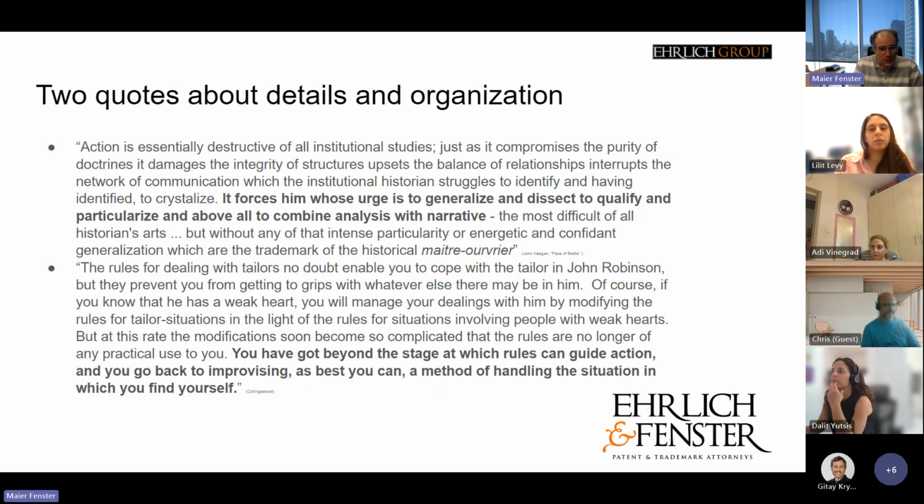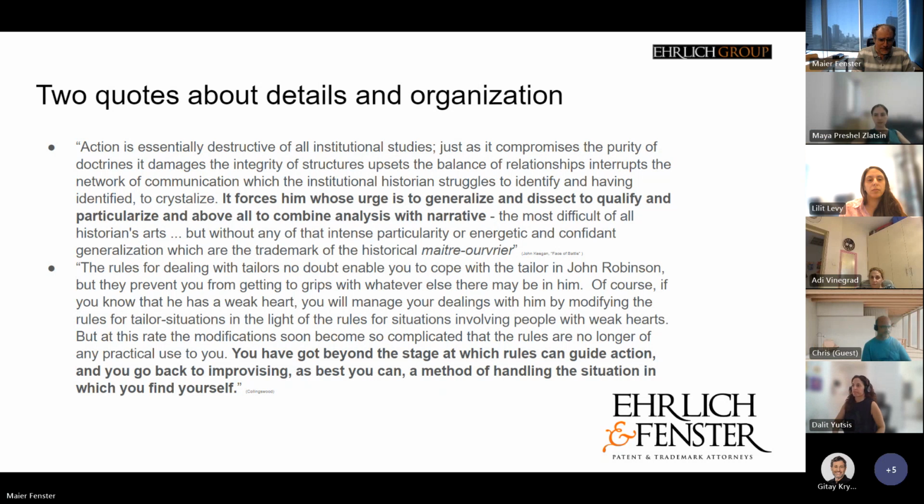And in the second quote, Collingwood, he's a philosopher of history. You have got beyond the stage at which rules can guide action, and you go back to improvising as best you can. Unfortunately, that's also what we do, and I'm going to talk about a little bit today.